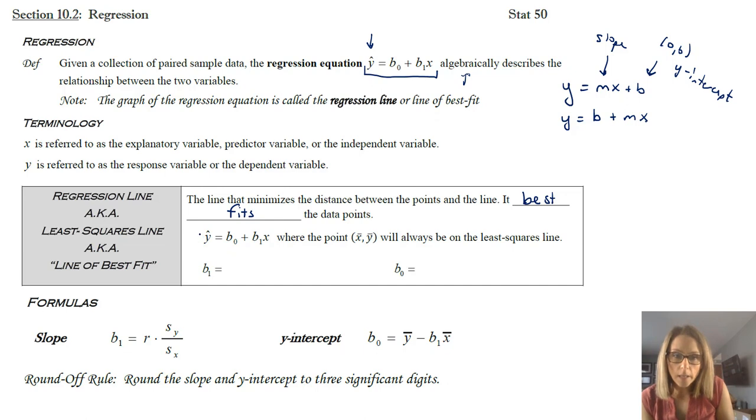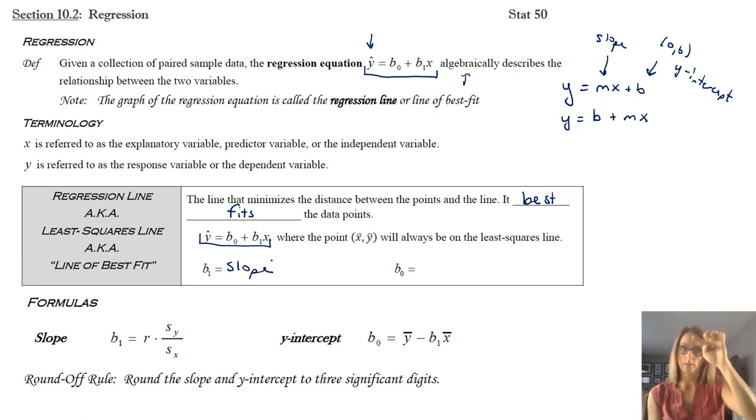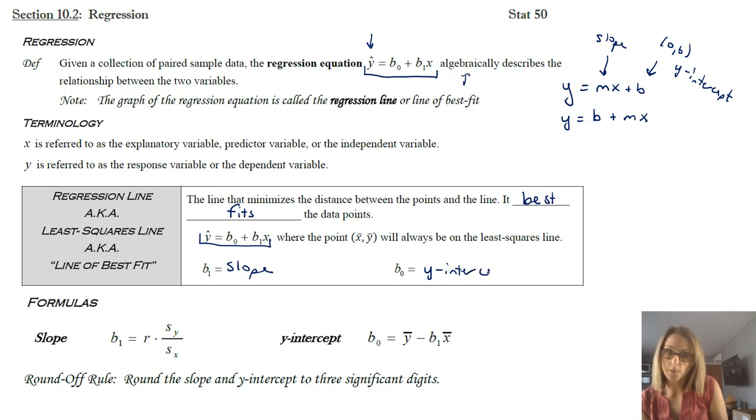Now, this is how our book uses the notation. B1 is the slope of the line, so how it's increasing or how it's decreasing. And B0, so that's what it means to have that little zero there, is the y-intercept. It's specifically the y value of the y-intercept. Now there are formulas to find the slope and the y-intercept, but our focus will be on just using the calculator to give us those values.